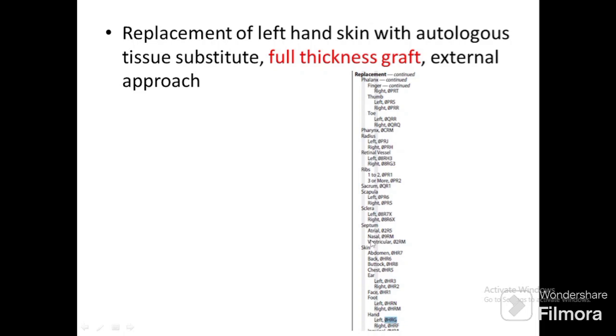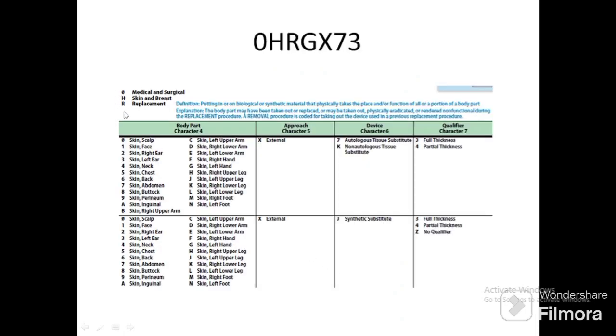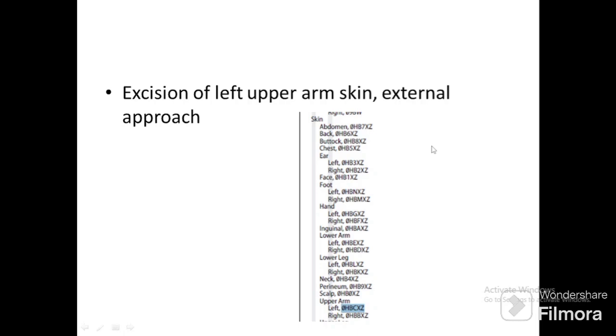Under replacement, you should search for skin, and under skin, hand. Again 0HR. You should go to the tabular form or table 0HR, and under 0HR search for skin of left hand. Skin of left hand comes to G here. Next, external approach, and the tissue substitute is autologous tissue substitute, hence 7. And next, the graft is a full thickness graft, hence 3. So 0HR, skin of left hand, X external, 7 autologous tissue substitute, and 3 full thickness graft.